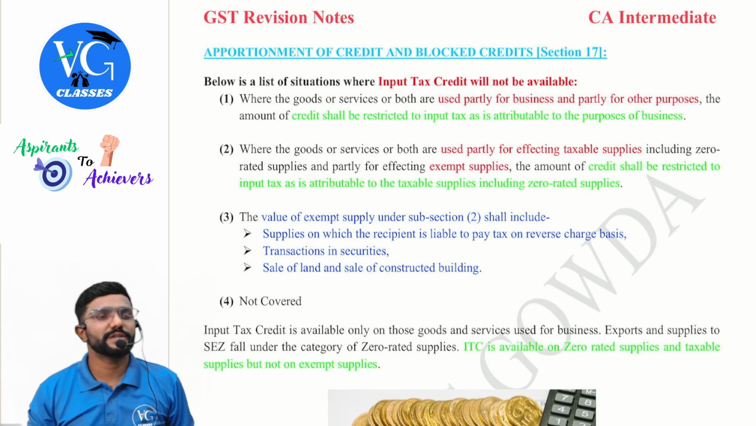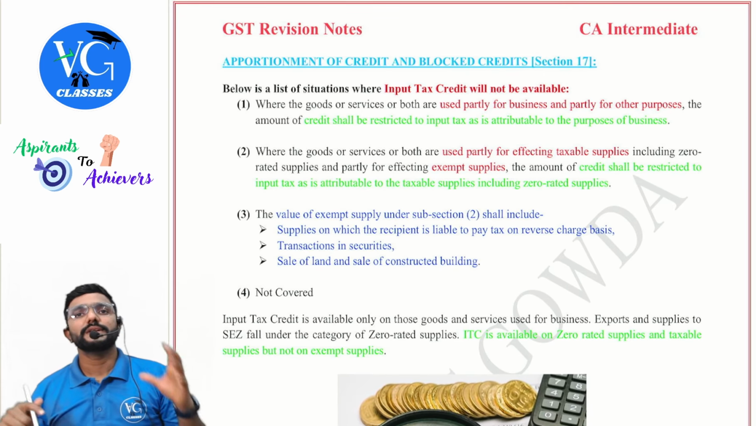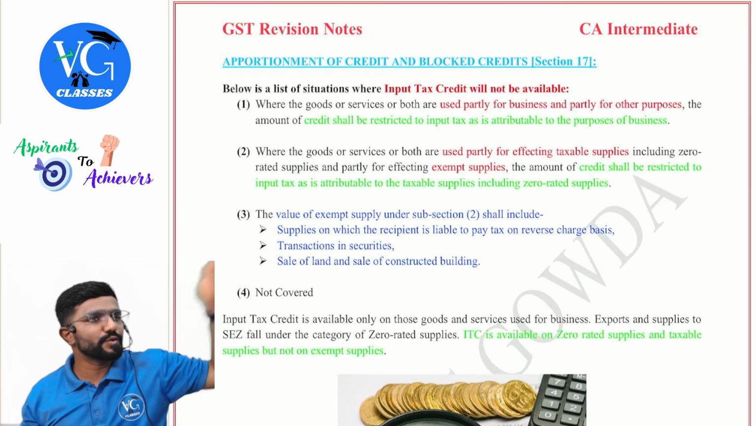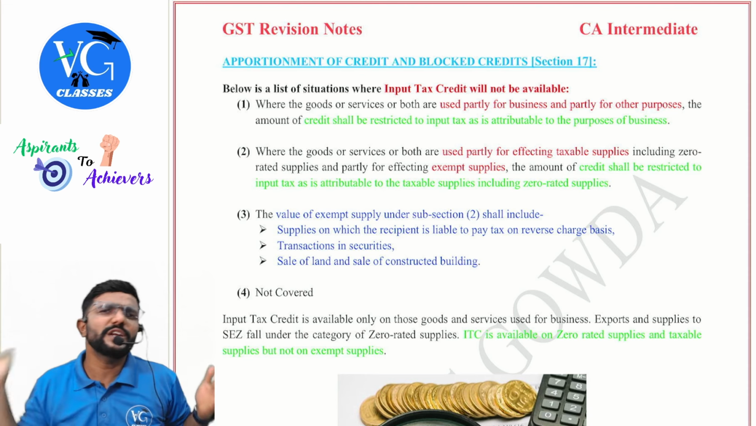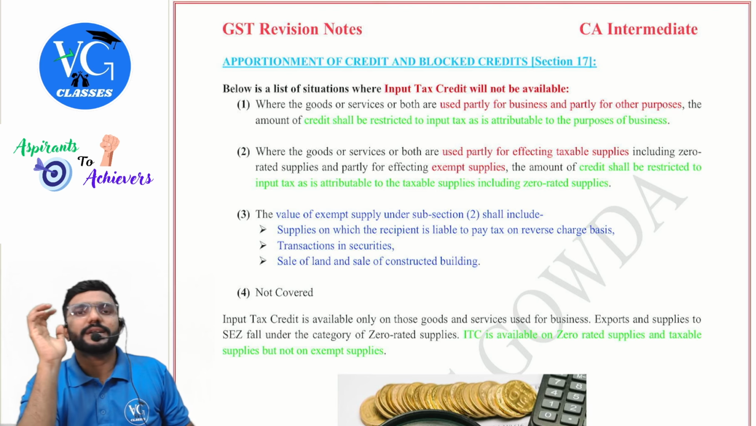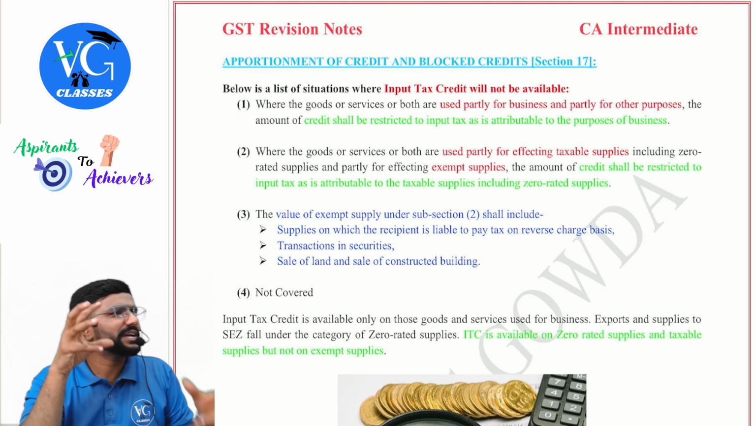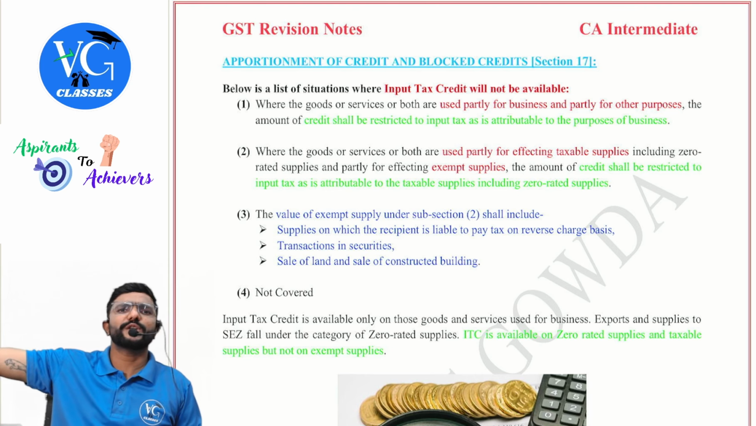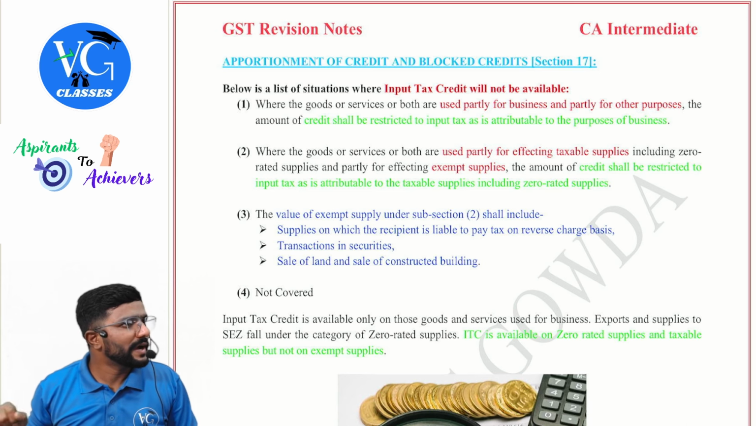Then coming to section 17. Guys, listen here. Sir, I have purchased some goods or services on which I have paid GST. I have used it fully for personal purpose. Can I claim credit? No. Sir, I have purchased some goods or services on which I have paid GST, which I have used only to provide exempt outward supply. Can I claim the credit? No, I cannot.